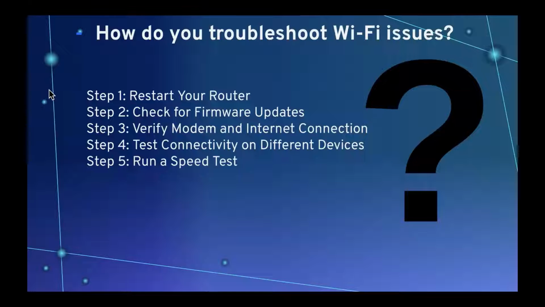Now, there are quite a few ways that you can troubleshoot Wi-Fi issues in the moment when you're experiencing them. Firstly, you can restart your router. Secondly, check for any firmware updates just to make sure everything is up to date. Next, you can also verify your modem and internet connection. You can test connectivity on different devices.